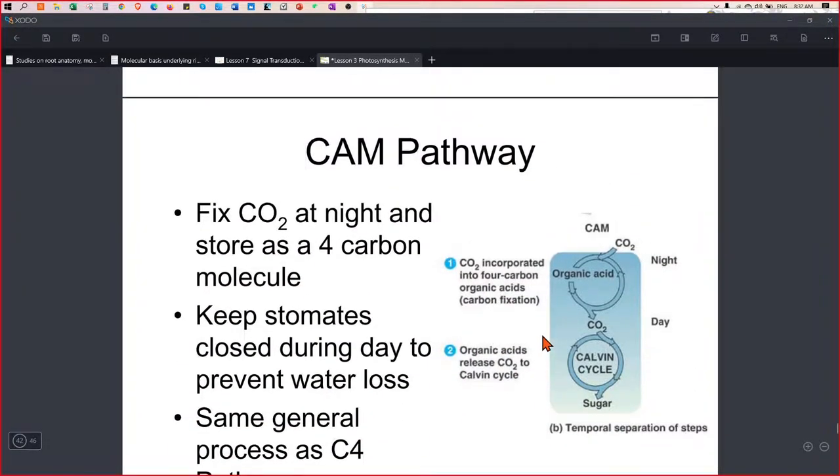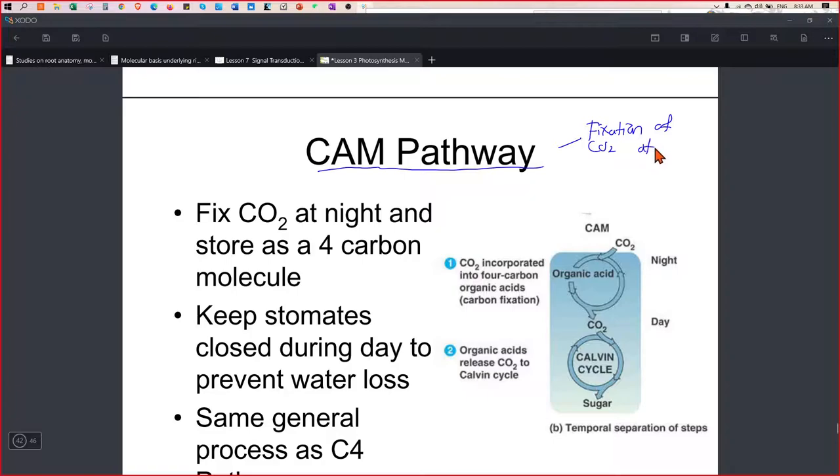Okay, and then the third type of photosynthesis is the CAM pathway. The CAM pathway actually uses this regular C4 as well, but it happens at night. The fixation of CO2 happens at night.